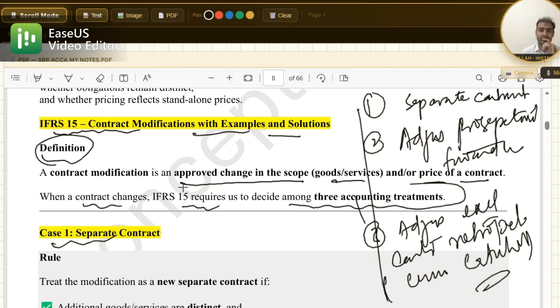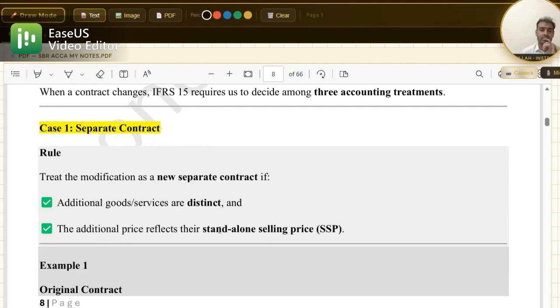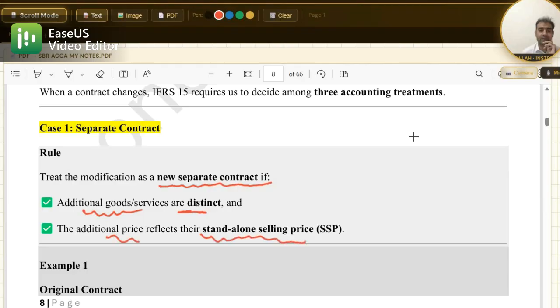Now we start from case number one, and that is the separate contract. Clear? This means treat the modification as a new separate contract if the additional goods or services are distinct and the additional price reflects their standalone selling price.